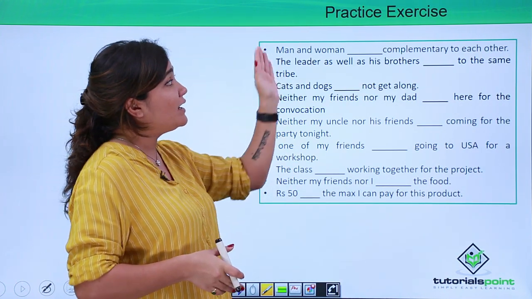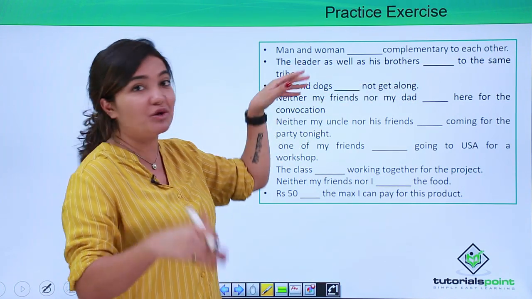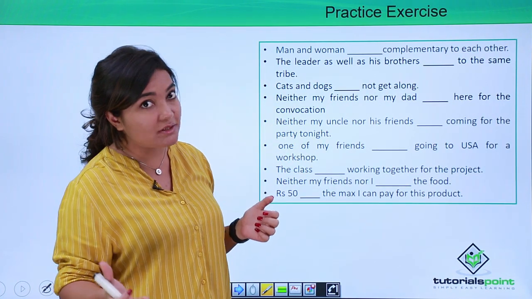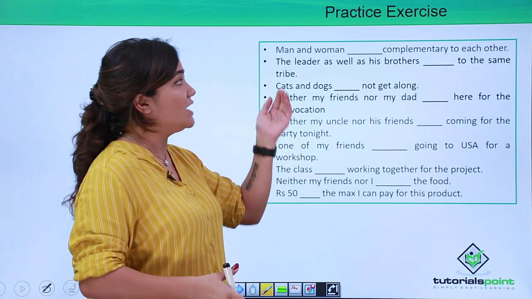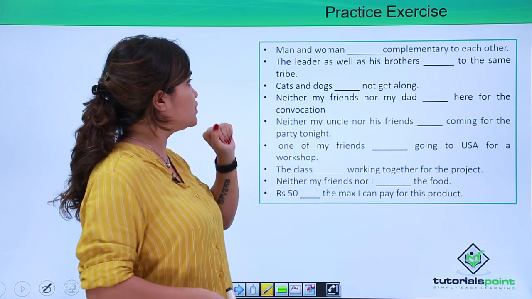Okay, man and woman dash complementary to each other. Again, and. So what is and? And is always addition. So if it is and, which means it is plural because there has been an addition. Hence, what is the answer? The man and woman are complementary to each other.